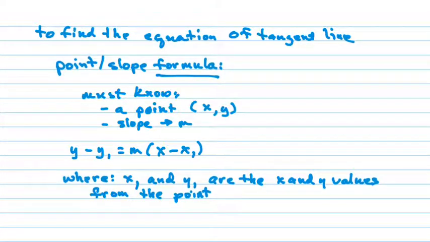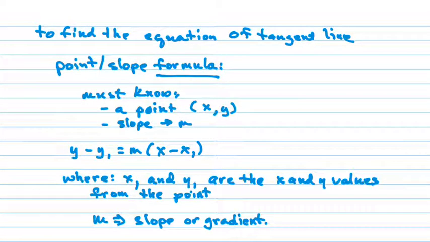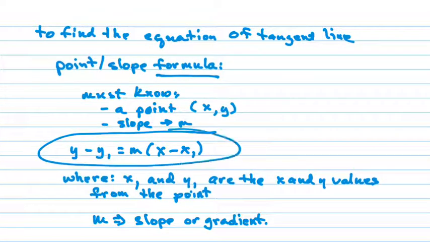And m is the slope or gradient. Okay? Now we'll talk about the process that we need, but I just wanted to remind you of that formula and which pieces come from where. If you put them in the wrong spot, you're going to get in trouble because you're going to make a lot of sign errors. Okay?